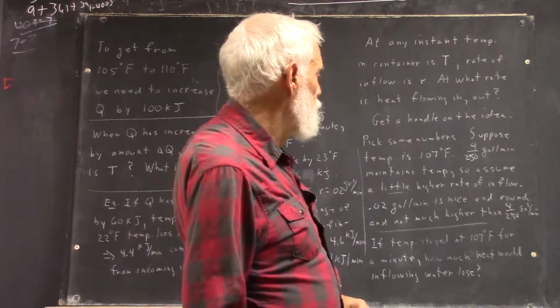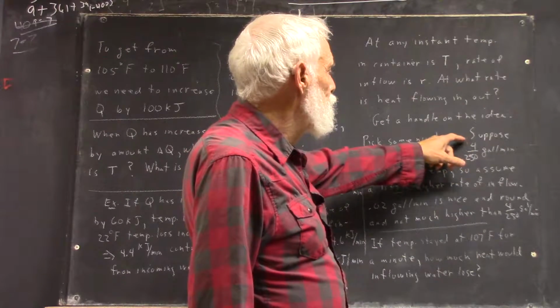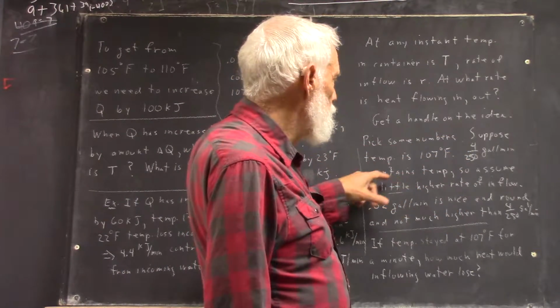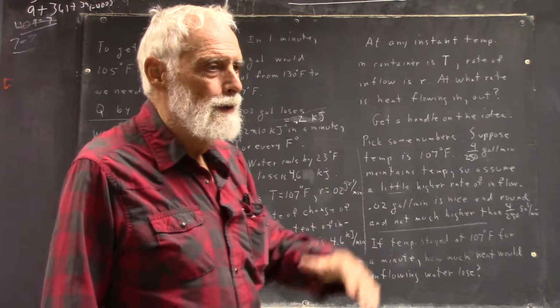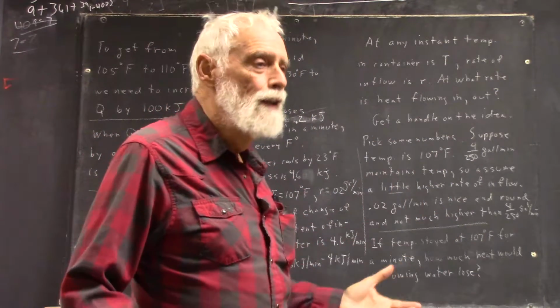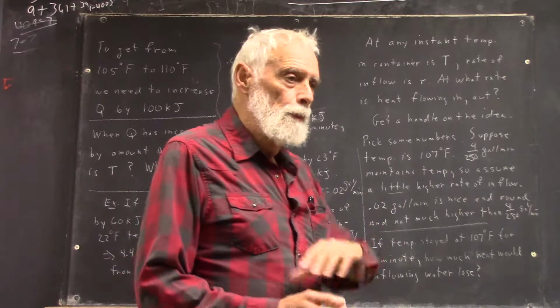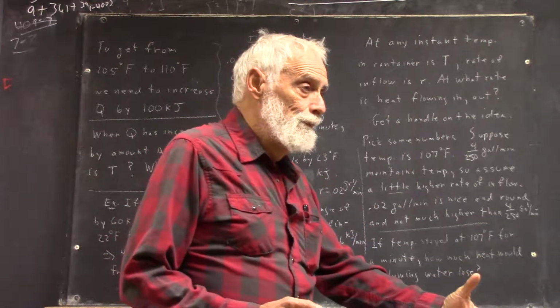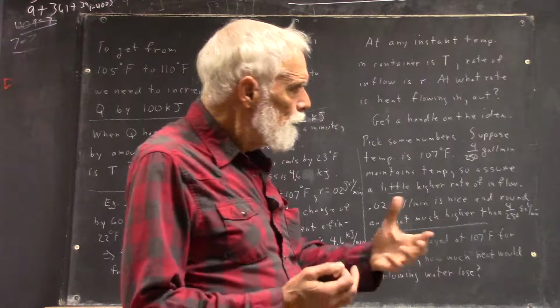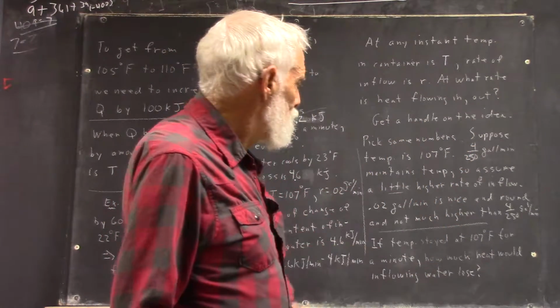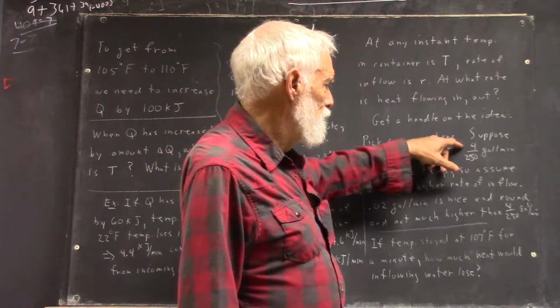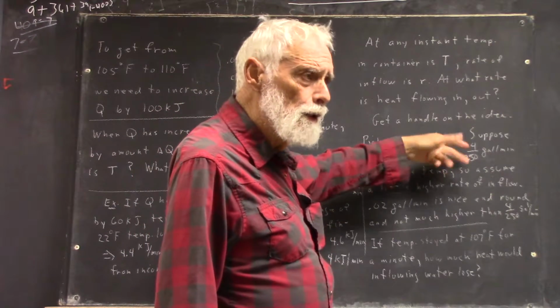Then, since 4/250ths of a gallon per minute maintains the temperature, we know that if the temperature is going to be increasing, we better have more than 4/250ths of a gallon per minute flowing in. But we're not increasing the temperature that much or that quickly, so we don't want to pick like 40 gallons per minute or something.